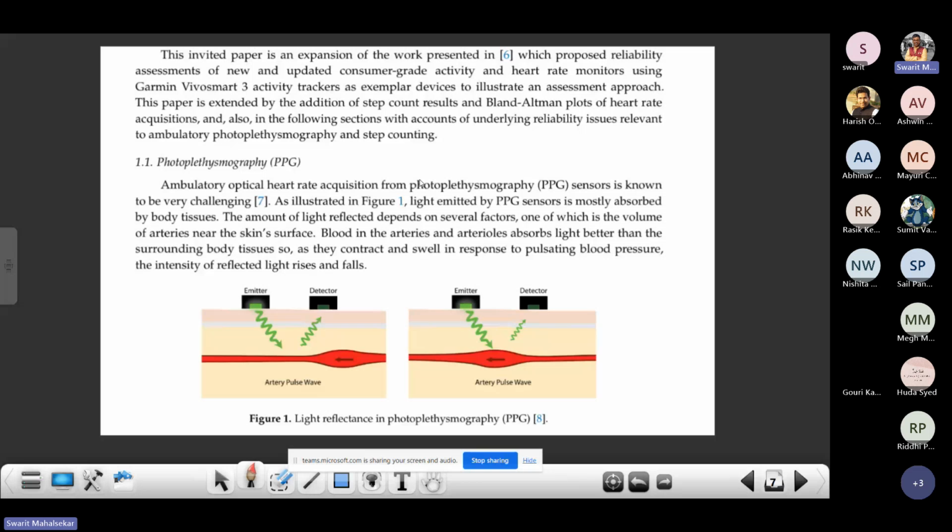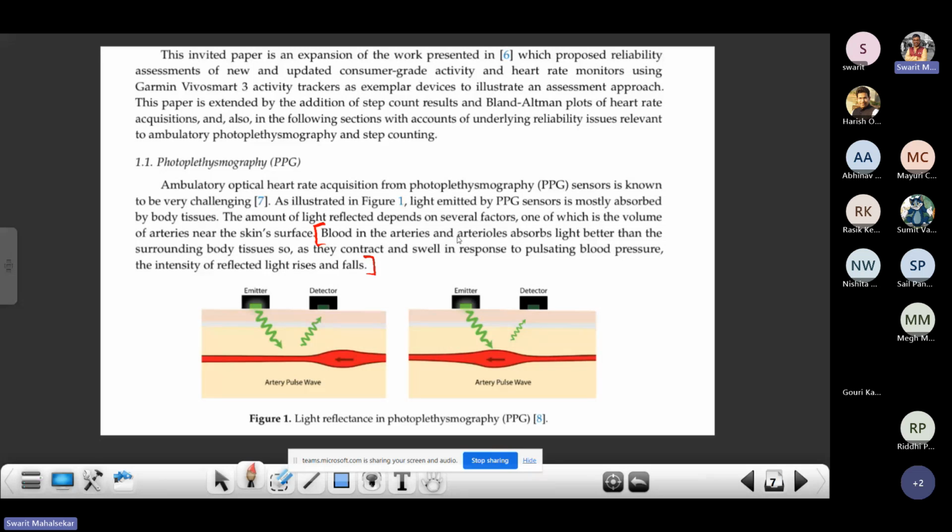So you see, a PPG sensor is known to be very challenging, as illustrated in figure 1. Light emitted by the PPG sensor is mostly absorbed by the body tissues. The amount of light reflected depends on several factors, one of which is the volume of arteries near the skin surface. Then this is the most important point. Blood in the arteries and arterioles absorbs light better than the surrounding body tissues. So as they contract and swell in response to pulsating blood pressure, the intensity of reflected light rises and falls.